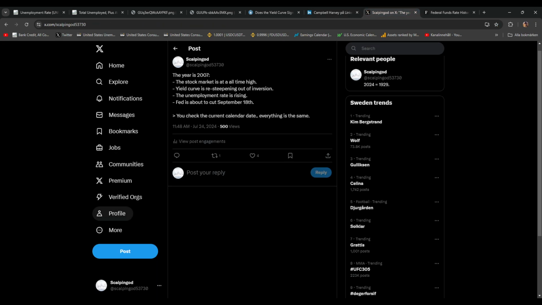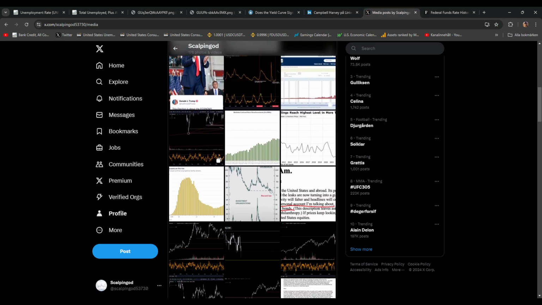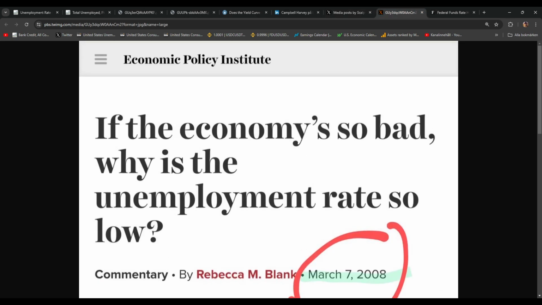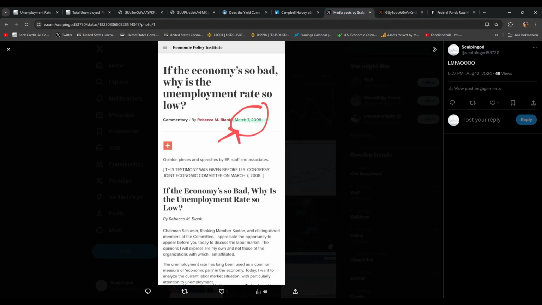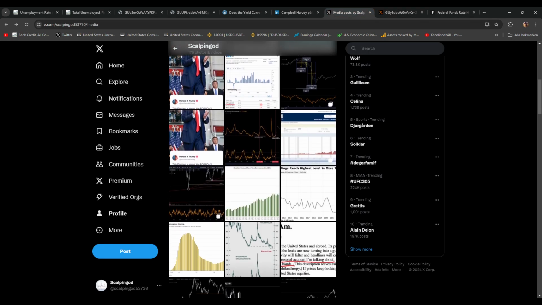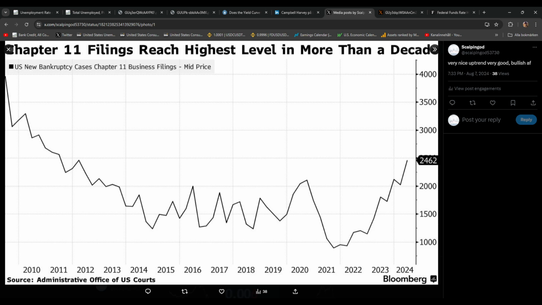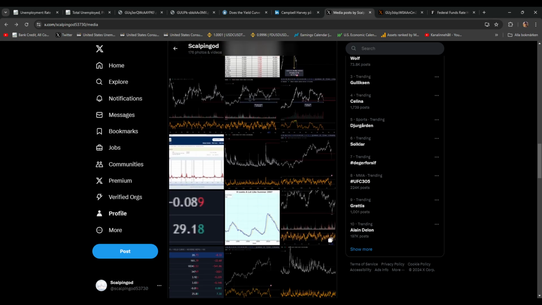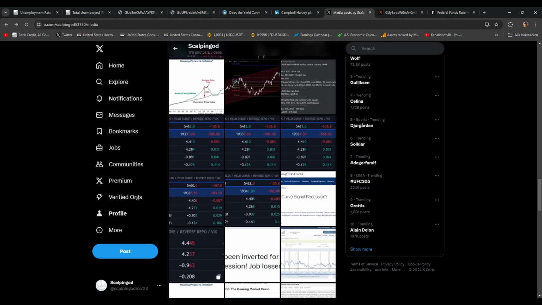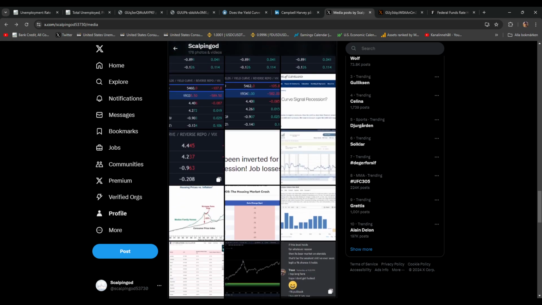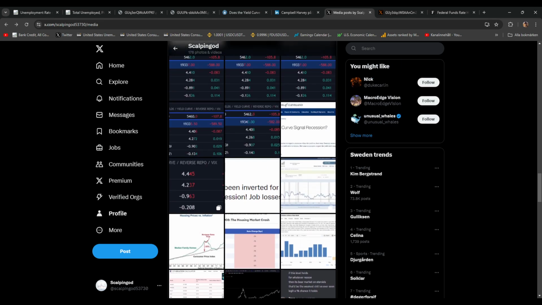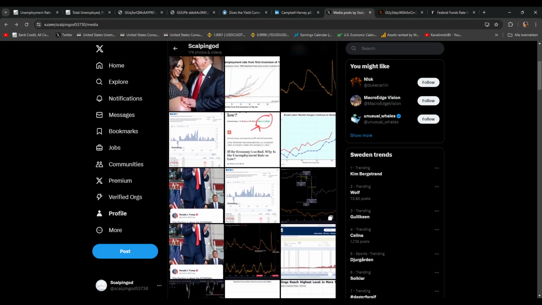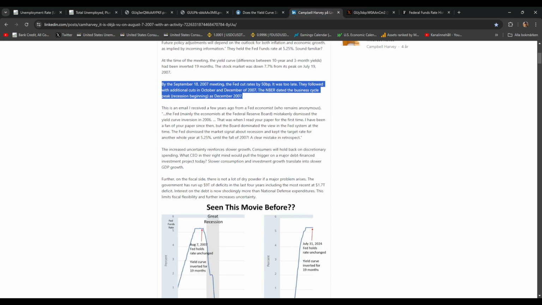And some people say, yeah, but GDP growth is still strong. Well, here's another thing. If the economy is so bad, why is the unemployment rate so low? March 7, 2008. You see how this plays out every time. And like bankruptcies are in an uptrend. I mean, I don't really know. Like, what do you expect? Oh, it's really crazy to me how everyone's just dismissing this.